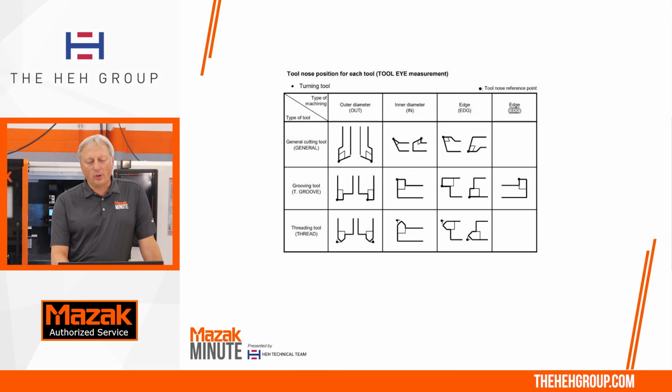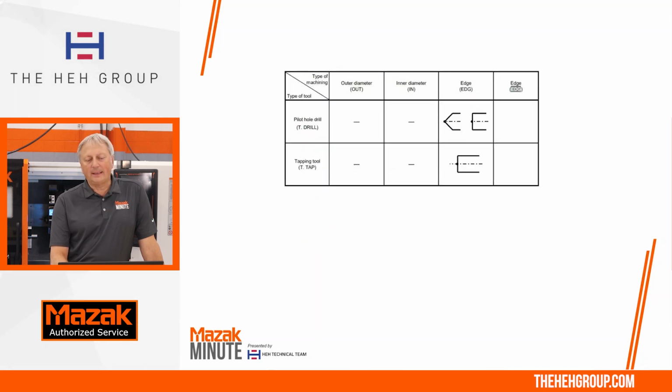Another screenshot I took out of the operating manual shows the position of the point where you'd be touching off the tools off of the tool eye. Tip of the insert for the most part. If you look down at the grooving tools, you can see that it's going to be facing the edge towards the main spindle. Threading tools, I typically use the far left edge and the tip of the tool. And finally, the T-drill, T-tap. It will be the center of the tool and the center of the tap.